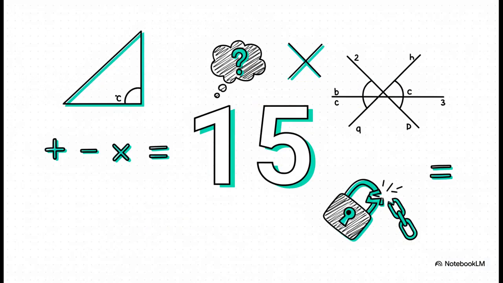And now for the last step, solve. We just do the algebra. Combine the x's to get 15x, combine the numbers to get minus 45, add 45 to both sides, divide by 15, and boom, x equals 15. See? We've cracked the code.